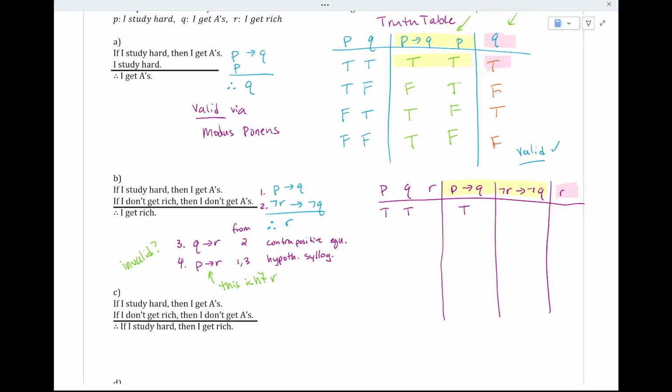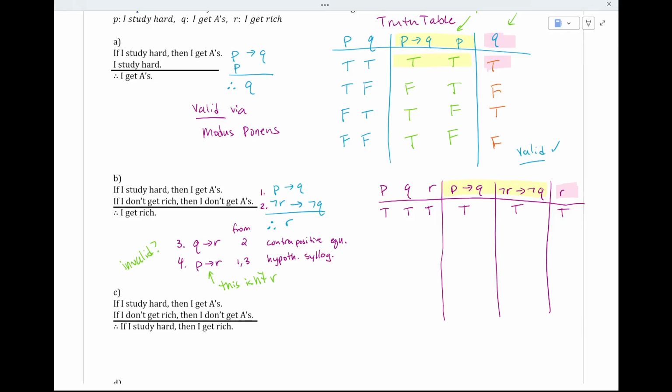Is it possible to have R be false here? Maybe not. Maybe that's not possible. Well, let's just do true, true, true. All trues. So then not R implies not P. That's going to be true. But then R is true. So that one doesn't work.